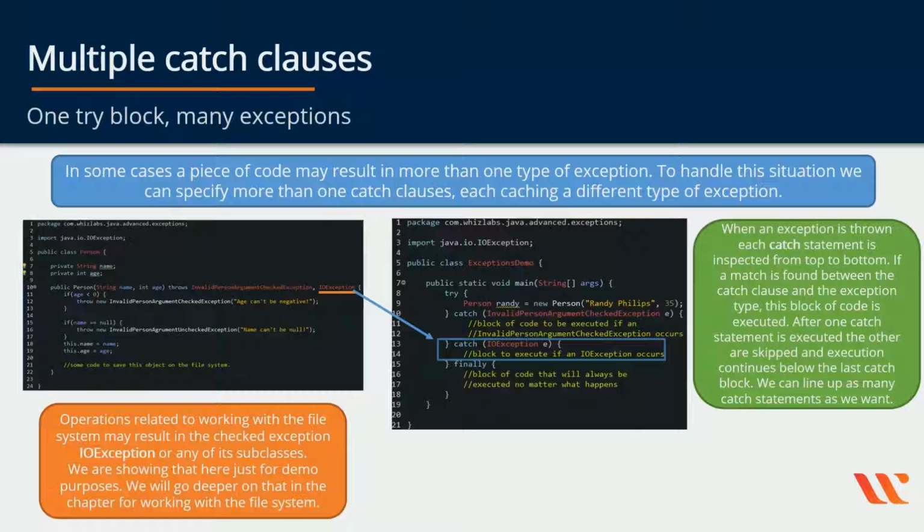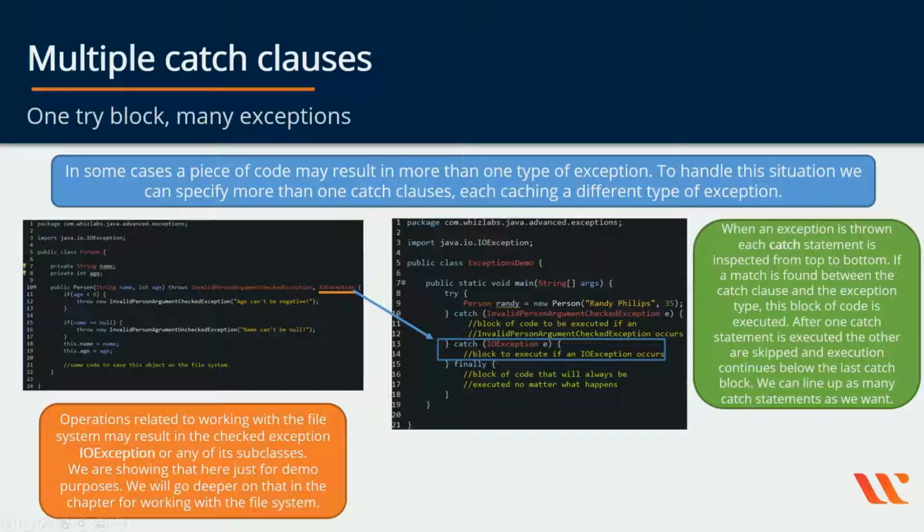And now we have one catch block for each of the exceptions that the Person constructor might throw. When an exception is thrown, each catch statement is inspected from top to bottom. If a match is found between the catch clause and the exception type, this block of code is executed. After one catch statement is executed, the others are skipped, and execution continues below the last catch block. We can line up as many catch statements as we want. That said, we should consider something when we have more than one catch clause.